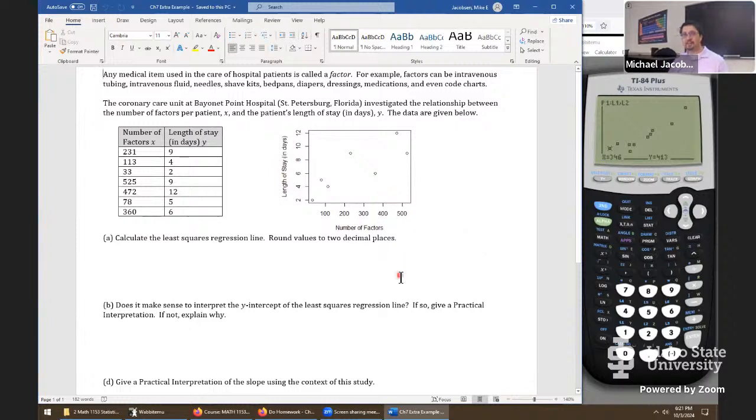And here's how the problem goes. I didn't know about this jargon, but doing statistics is fun. You learn a thing or two about different things. Here it says, any medical item used in the care of a hospital patient is called a factor. For example, factors can be intravenous tubing, intravenous fluid, needles, shave kits, bedpans, diapers, dressings, and so on. I'm sure you can imagine lots of stuff. Even code charts, they say, is a factor.